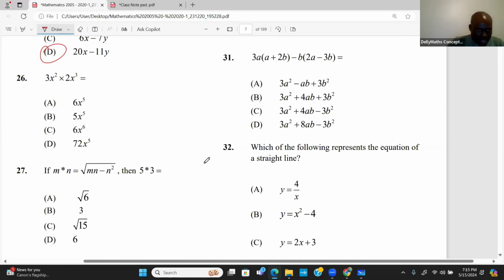One second again. Take a look at the next question. You're multiplying these. So when you multiply regular numbers, you get 6. But when you multiply letters, with the same letter, you add their powers. So this is 2 plus 3. So you can see 6x raised to the 5th right here.